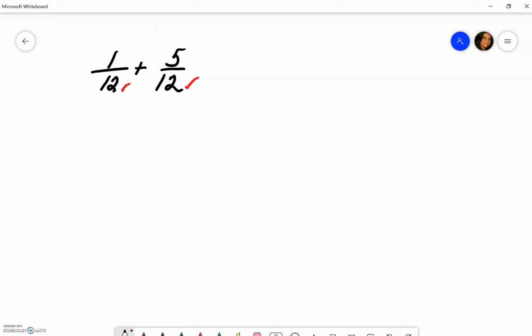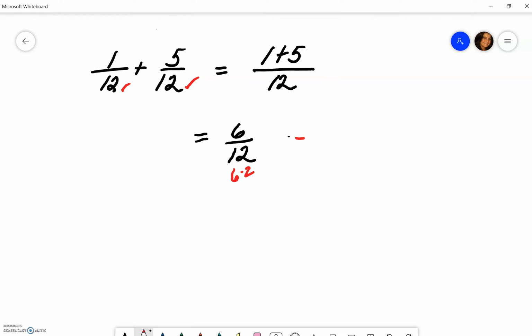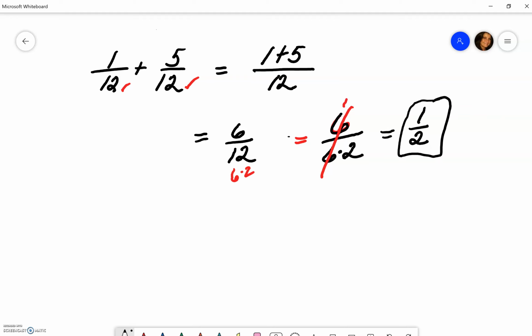So I'm just going to rewrite that as 1 plus 5 all over 12. Now I'm going to add it. So when I add that, you end up with 6 over 12, and I can see that's not in lowest terms, so I'm going to factor out. I can get a 6 times 2 out of the 12. So let me rewrite that as 6 on the top, and on the bottom I'm going to write 6 times 2 to represent the 12. And we can see the 6's will divide out. So our final answer here is 1 over 2. So 1/2 is the final answer.